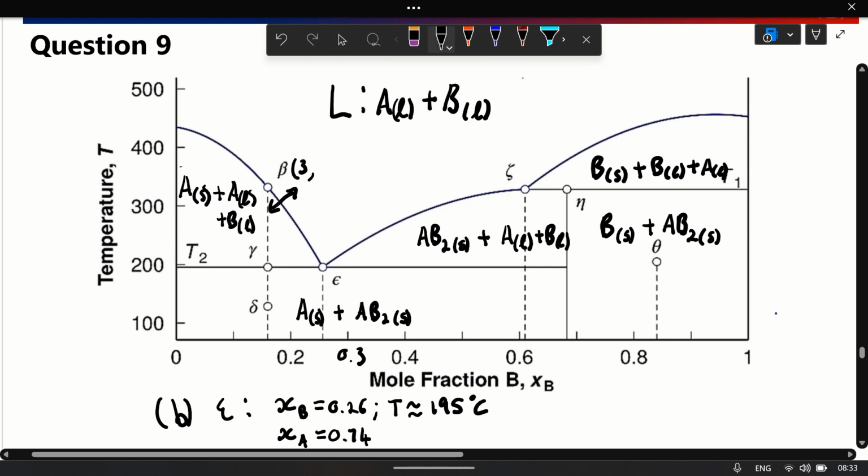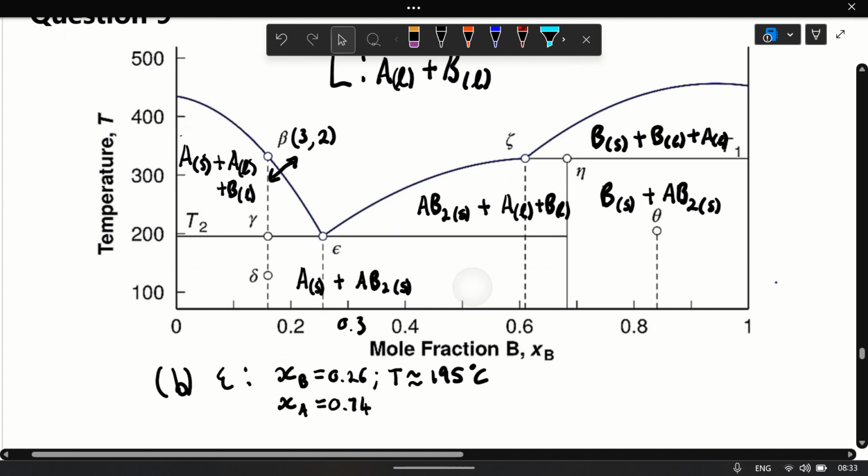And how many phases do we have here? Well, it's kind of easy because we have a liquid and a solid here. So we have two phases. We have some sort of liquid, and the liquids are the same, it's A liquid and B liquid, and then we just have the one solid. So we don't really have to think too much about it. Okay, let's look next at delta.